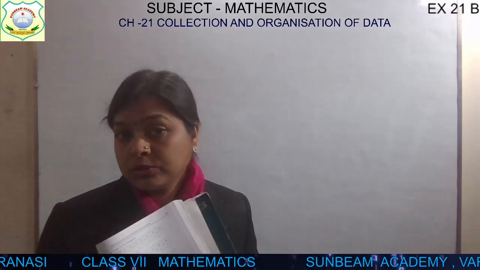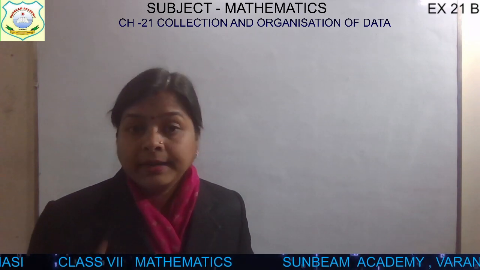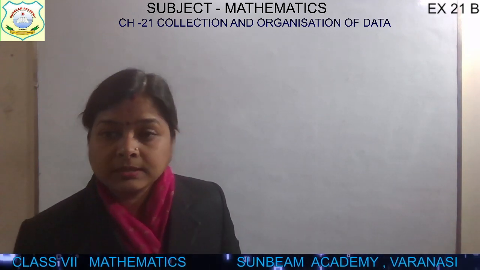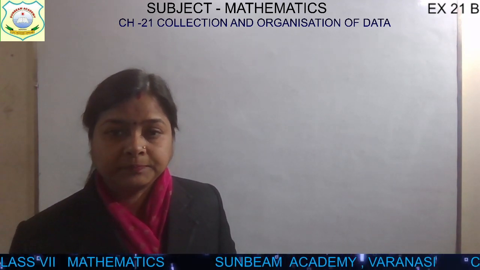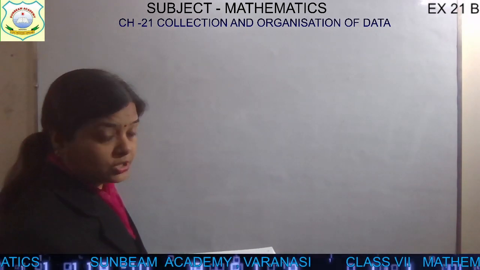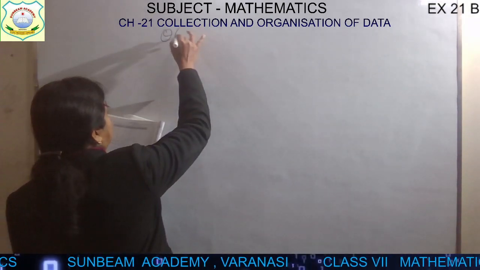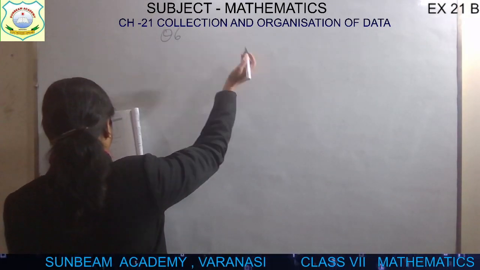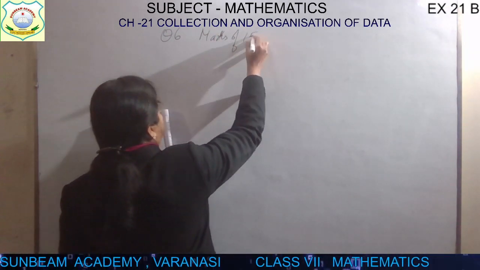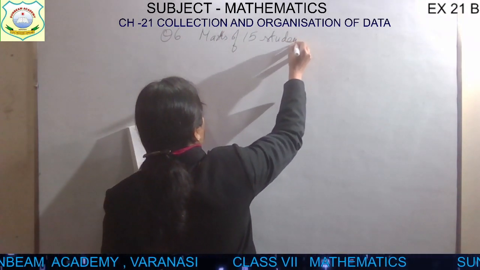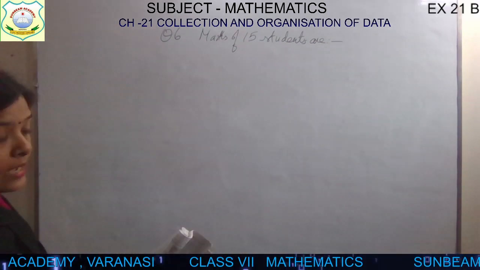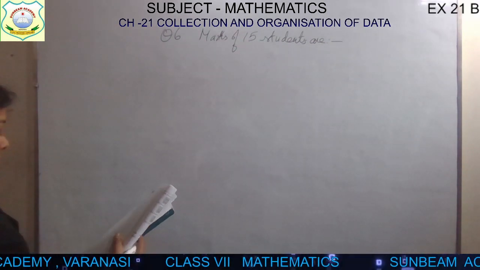So what will we do, children? We will write down 15 is there, na? 15 students means 15 observations will be there. So now let's start solving it. It's a very important and very good question, children. Question number 6. Data: marks of 15 students are. What will we do? We will write the marks.